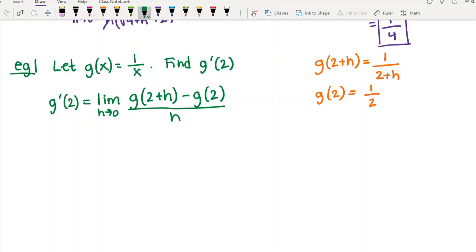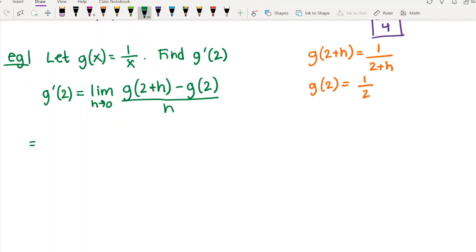So let's put that stuff in here. So we're going to get the limit as h approaches 0 of 1 over 2 plus h minus 1 over 2, divided by h. I would say that this style where you end up with fractions is probably the one that has the trickiest algebra to it.